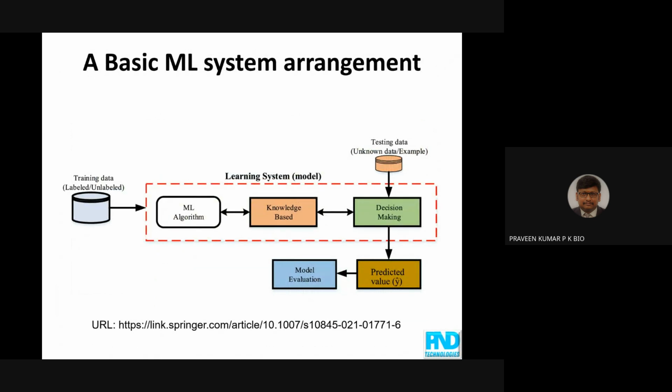So if you see this machine learning, initially we have training data set data. The training data set we develop from numerous data. Like if you want to check an activity of a compound, generally the activity of a compound is determined through QSAR analysis, isn't it?